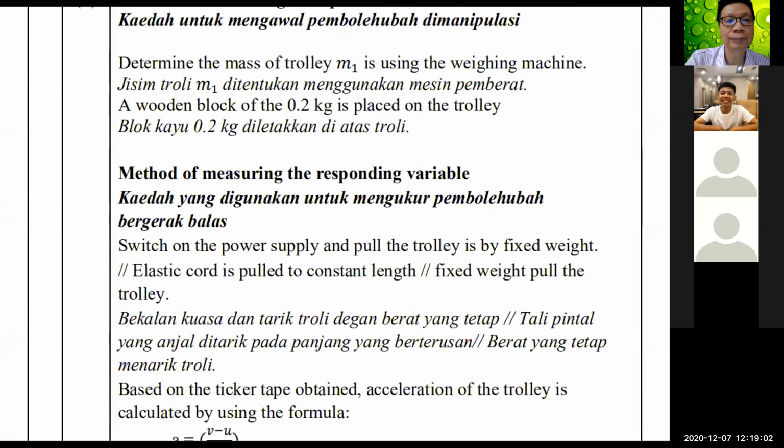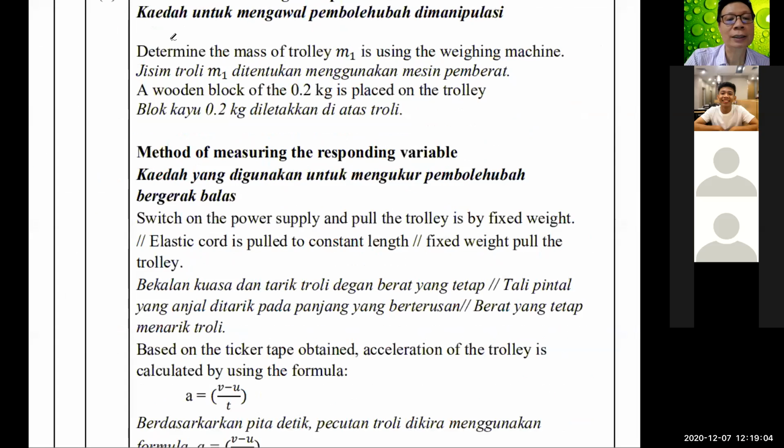Procedure. First, determine the mass of the trolley using a weighing scale. Determine the mass of the trolley first. A wooden block of 0.2 gram is placed on the trolley. Place on the trolley, for what? No? Use a wooden block. 0.2 is placed on the trolley.